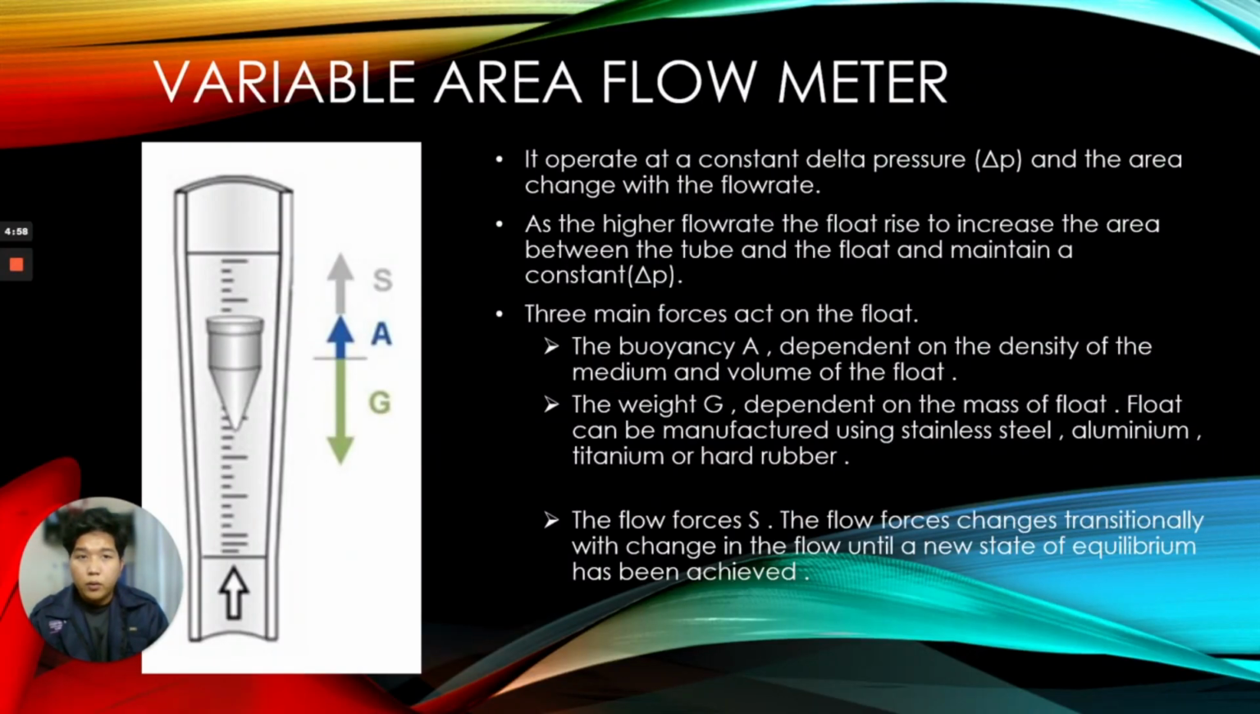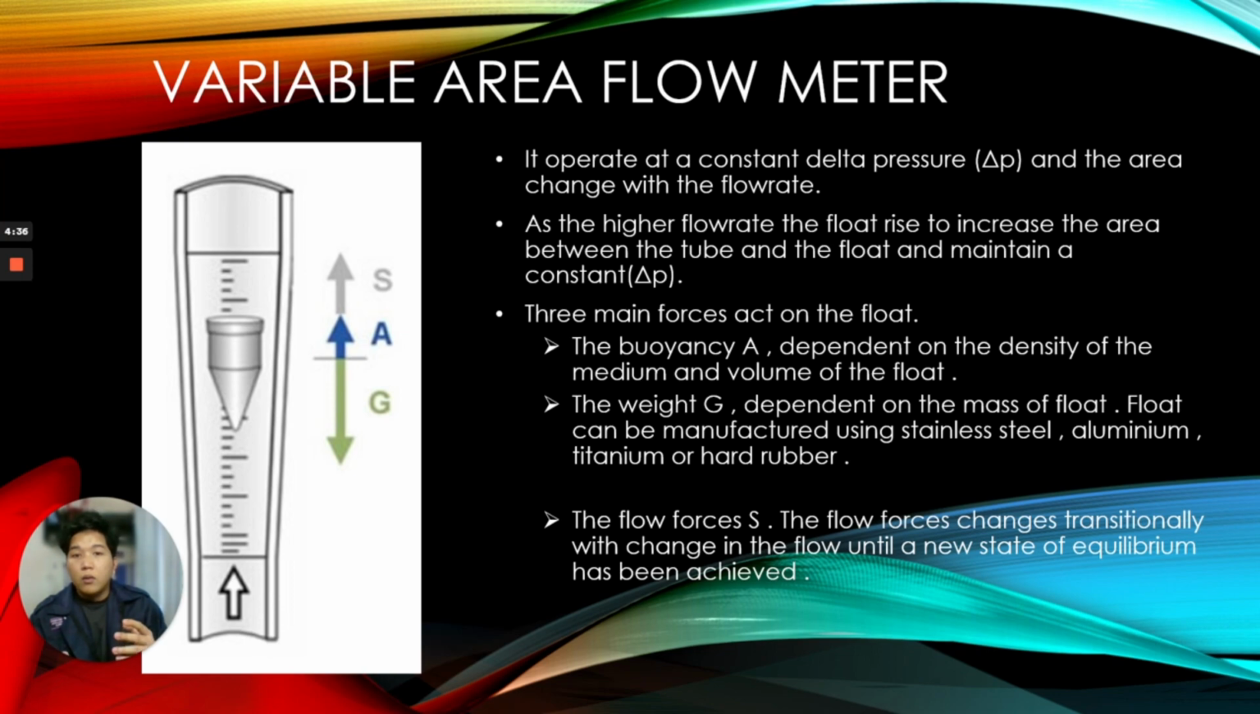Variable area flow meter. It operates at a constant delta pressure and the area changes with the flow rate. At a higher flow rate, the float rises to increase the area between the tube and the float and maintain a constant delta pressure. Three main forces act on the float.